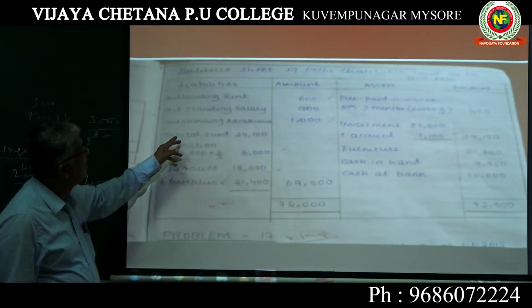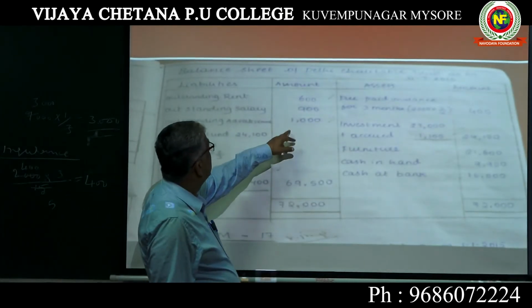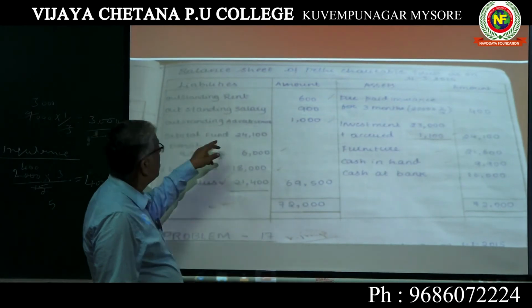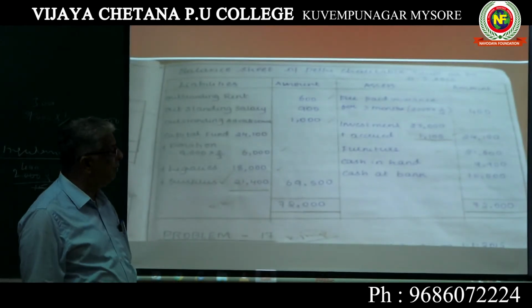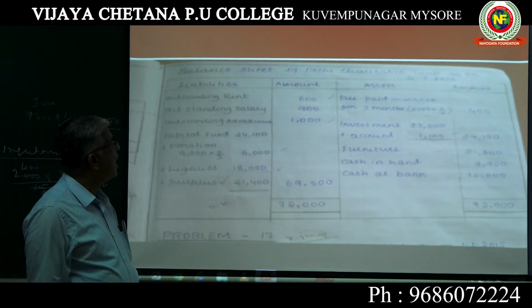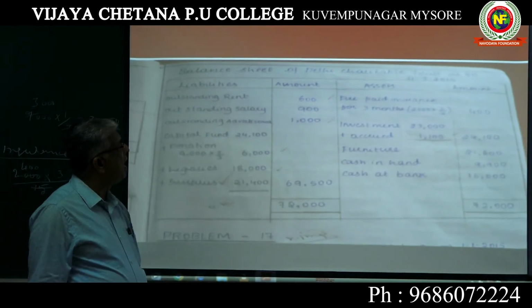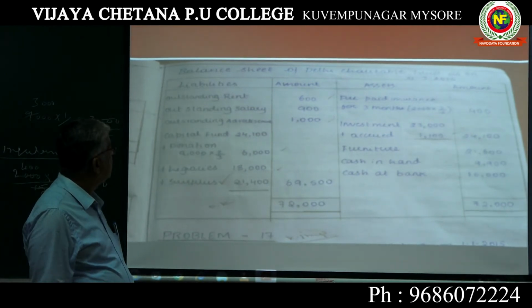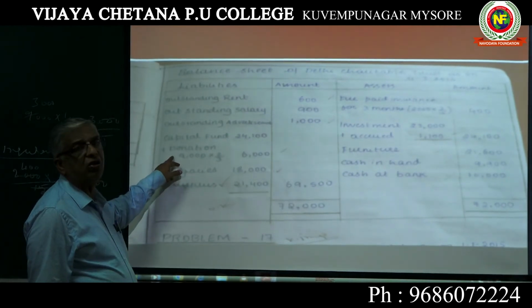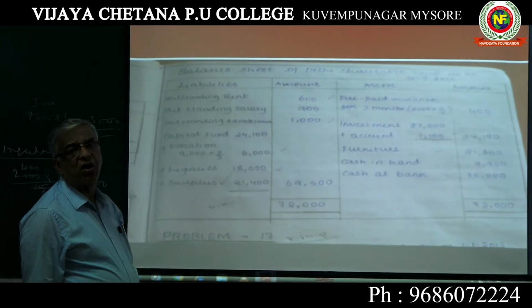So what happens, that is liability 1,000. Then the capital fund that we already ascertained by preparing the opening balance sheet. There we have already ascertained the capital fund is 24,100. To this we have to add donation. So donation now totals 9,000.